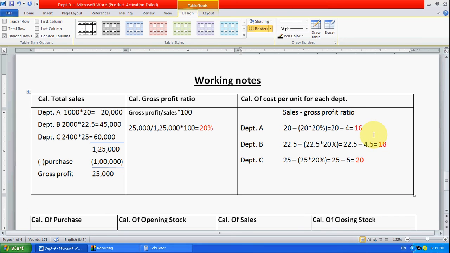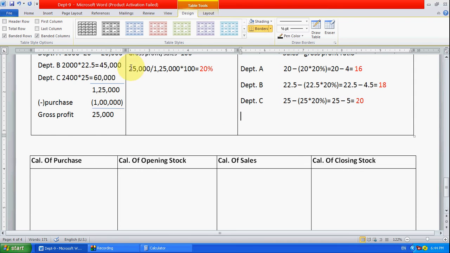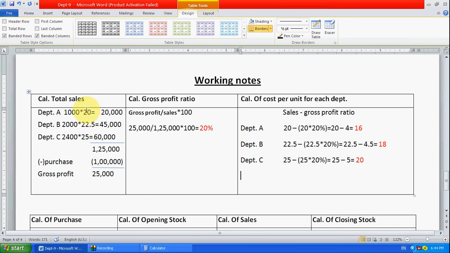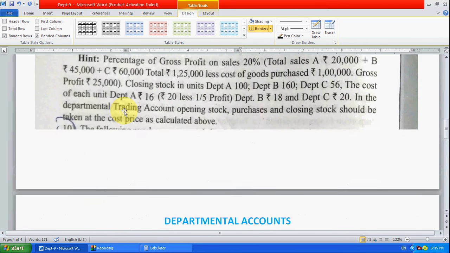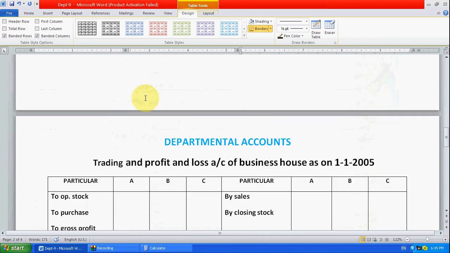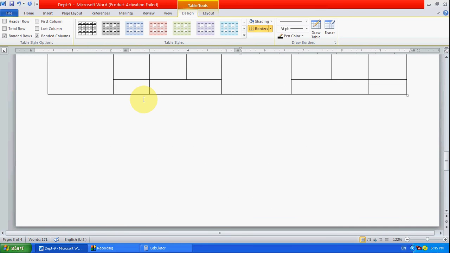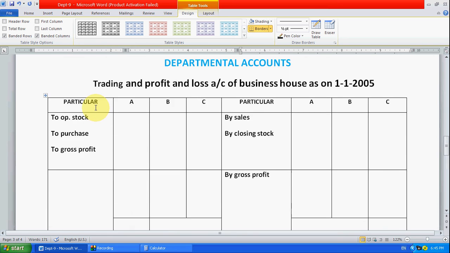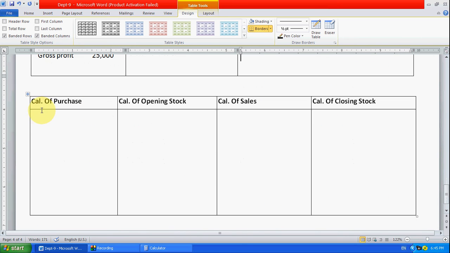So first, the purchase prices: department A is 16, B is 18 and C is 20. With these prices we have to prepare opening stock, closing stock and purchases. Sales are already there, sales prices and sales units are also mentioned here. So first we have to prepare the purchase account. First, the working calculation of purchase for department A.